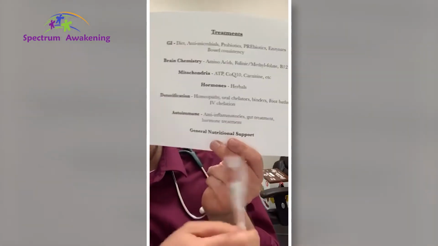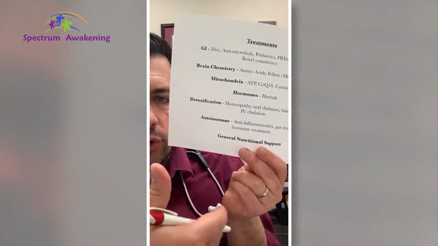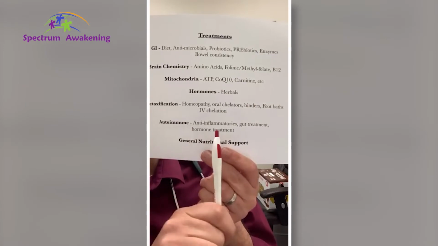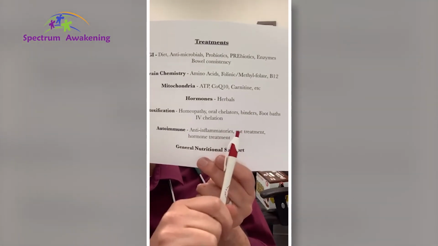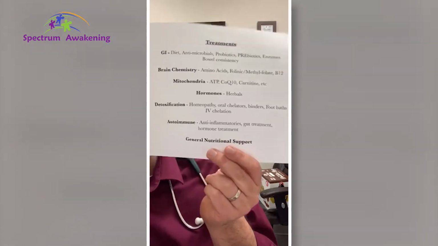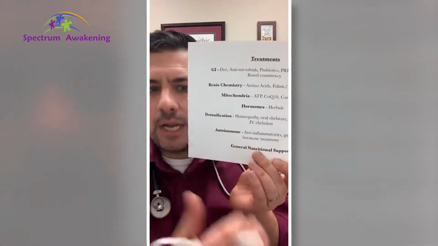Autoimmune issues. You've got PANDAS, you've got PANS, you've got other autoimmune conditions. You want to use different anti-inflammatories. You want to do a lot of gut treatment with those autoimmune conditions and, of course, different hormonal treatments because that cortisol hormone is affecting the immune system. So we've got to treat the cortisol anytime we're treating any autoimmune condition.